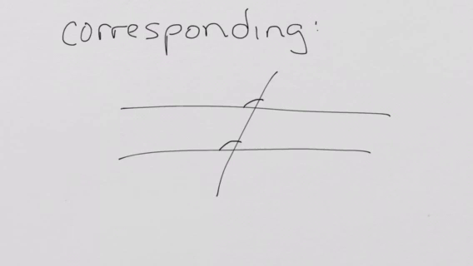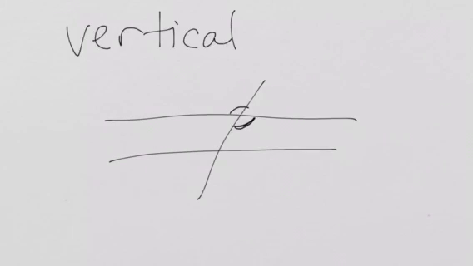Corresponding angles. These are angles that are basically in the same place but on a different line. I guess that's the best way to describe it. So if you look at these two angles, what do you notice about them? They are equal to each other. Now we're going to use all these definitions and the fact that they're equal to kind of solve a puzzle here in a minute. Then we have what we call vertical angles.